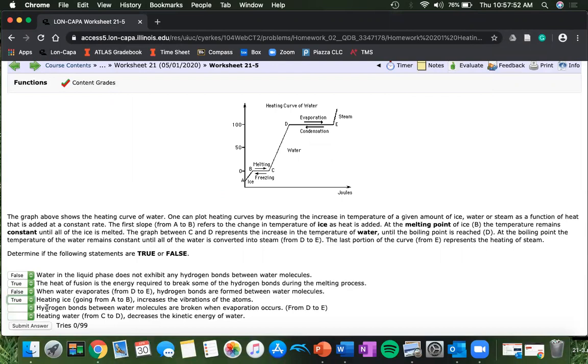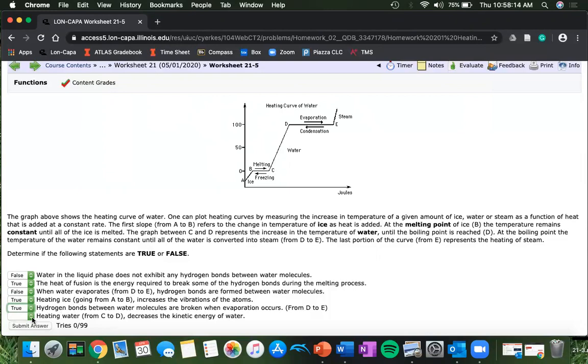Statement 5 says that hydrogen bonds between water molecules are broken when evaporation occurs. Water in the liquid phase does contain hydrogen bonds. Steam in the gas phase does not contain any hydrogen bonds. From that logic, we can conclude that the evaporation process is eliminating those hydrogen bonds. So this is a true statement.